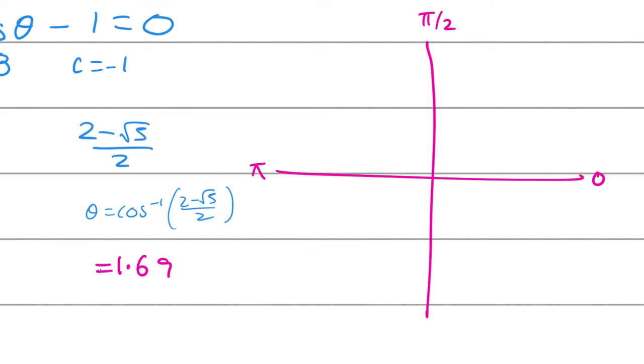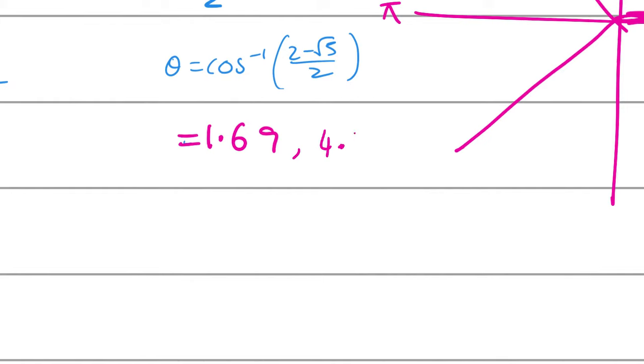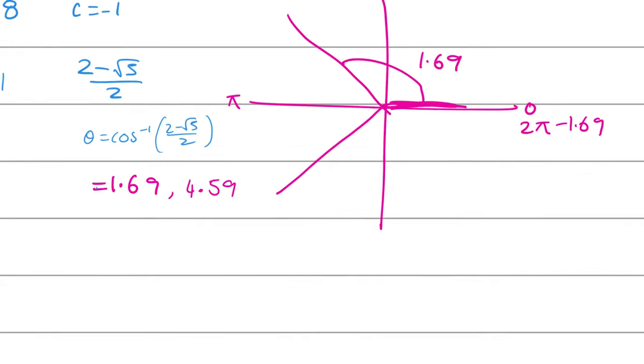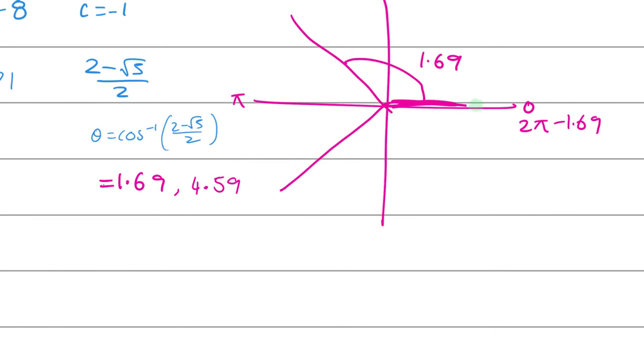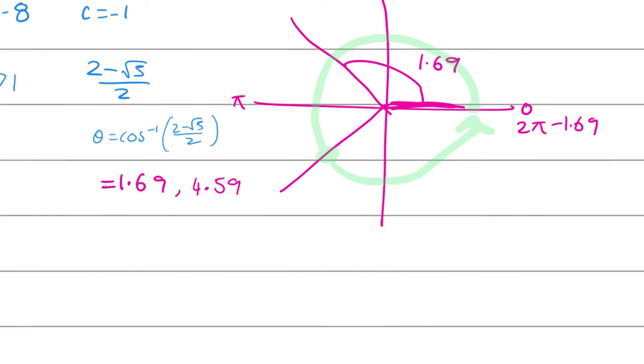We're dealing with cos. Where do we reflect? In the horizontal line. 1.69. Now, we didn't have to change any, this is just 0 to 2 pi. So all we're going to do is 2 pi minus 1.69, and that's going to give us our other answer, which is 4.59. Because if you think about it, we start from 0, go round once, 1.69, go round, and hit it here. How do we find this angle? 2 pi minus. And that's it.